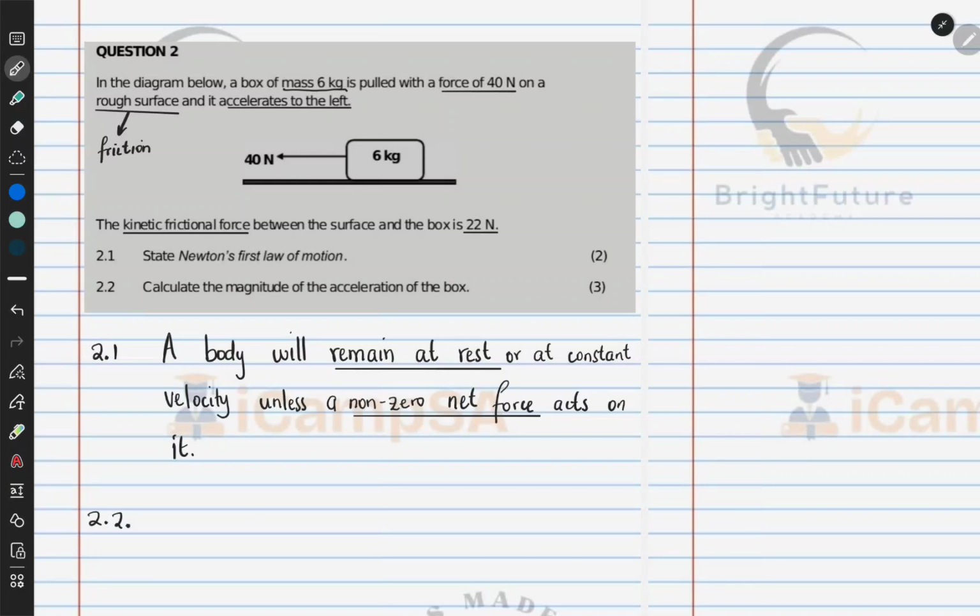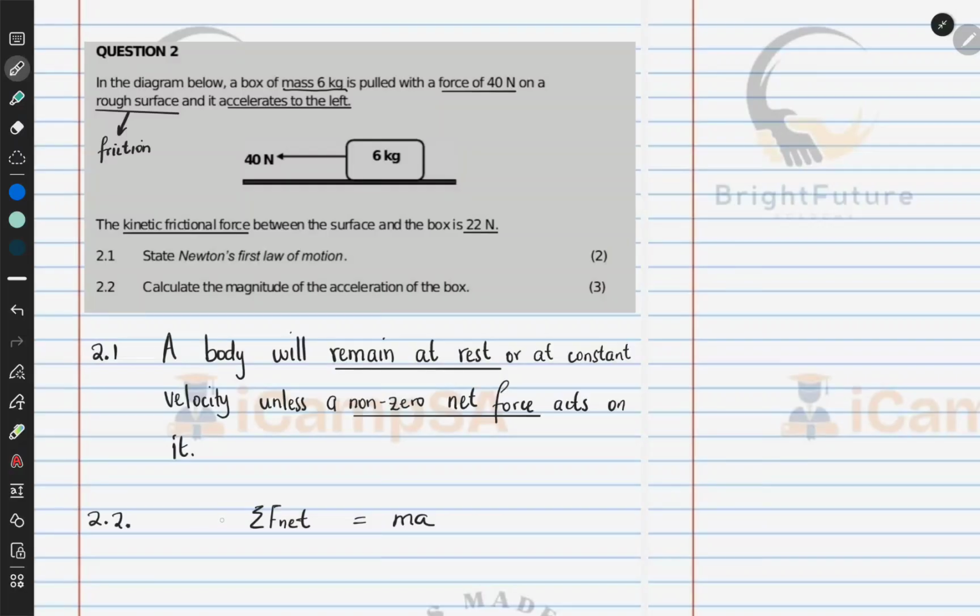So we are told that this thing accelerates to the left after the 40 Newton force has been applied to it. So what that means is we can sum our forces, Fnet, and this should be equal to the mass of the block times its acceleration to the left. And we are asked to find the acceleration, okay?